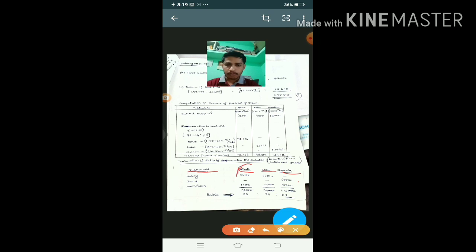Add all the amounts, you're going to get 93,000, this one is 94,000, and this one is 1,13,000. So cancel all the three zeros, you're going to get the ratio 93 is to 94 is to 113. So based on this ratio, we're going to distribute the remuneration to the partners now.